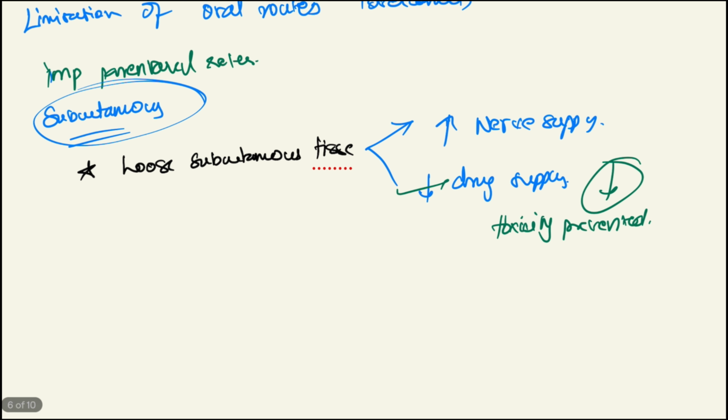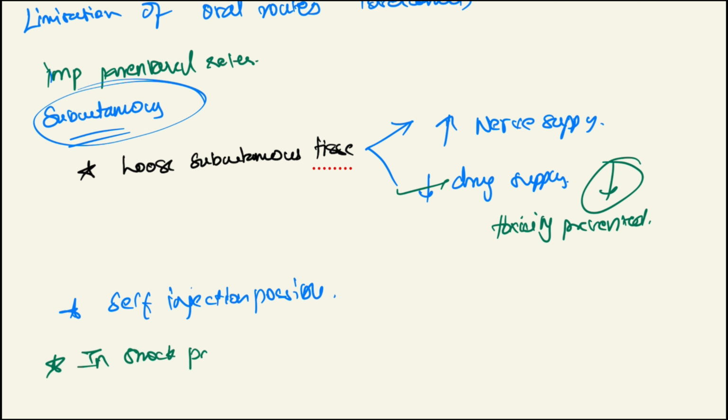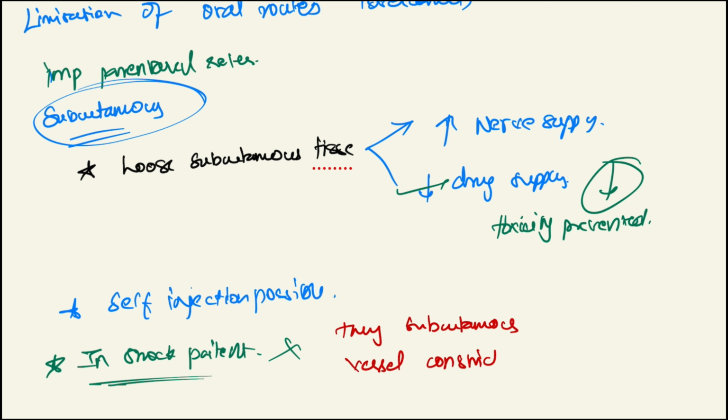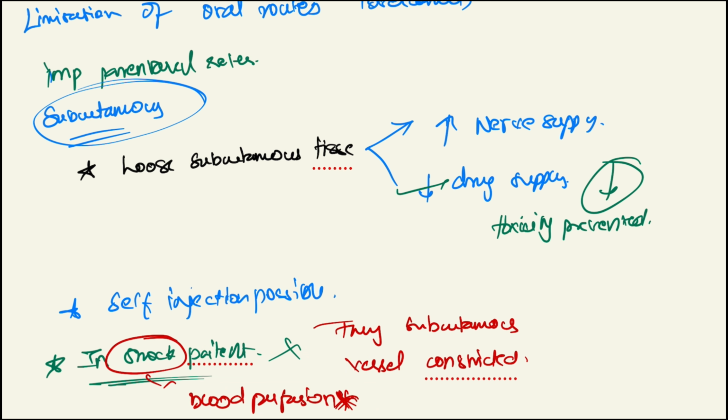Since the blood supply is less, we only use lipid soluble drugs, not water soluble drugs. Self injection is possible because the depth in subcutaneous is not more, only a very few inches, so it is self administrable. In a shock patient, this cannot be used. Why? Think about that. In shock, as a compensatory mechanism, the subcutaneous vessels get constricted, so you can't use the subcutaneous method. You understood?